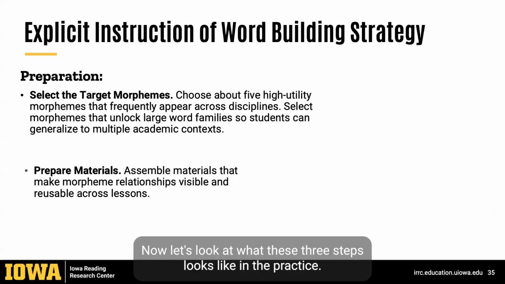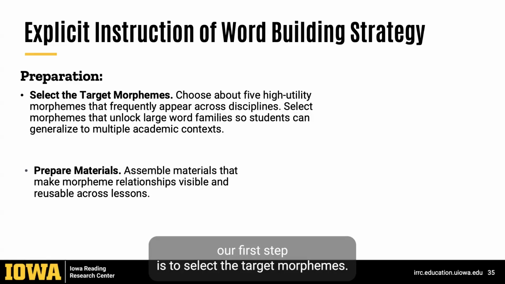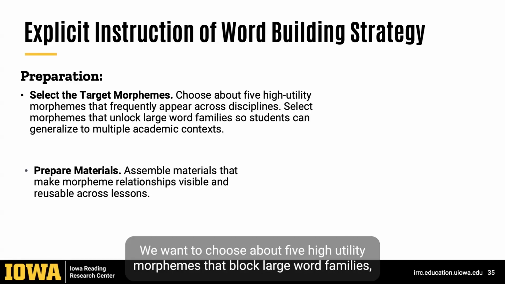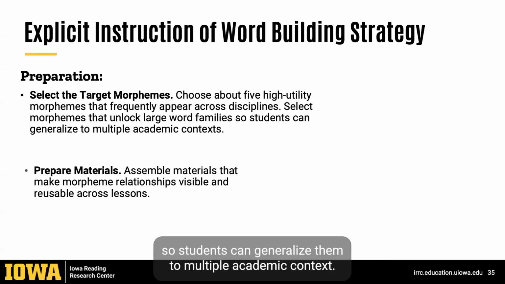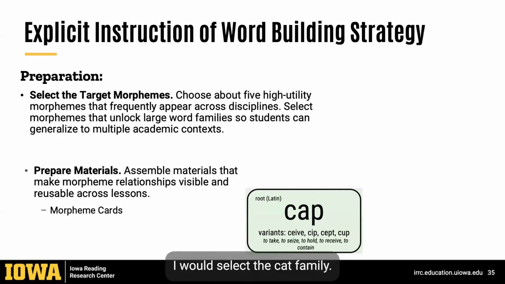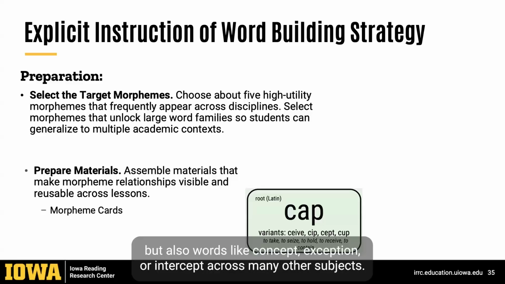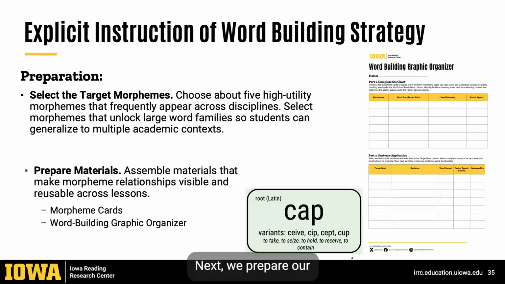Now, let's look at what these 3 steps look like in practice during explicit instruction. To prepare, our first step is to select the target morphemes. We want to choose about 5 high-utility morphemes that unlock large word families so students can generalize them to multiple academic contexts. For example, if I were to model this strategy today, I would select the CAP family. I know my students will encounter words like capacity, capture in geography, but also words like concept, exception, or intercept across many other subjects. Next, we prepare our materials.